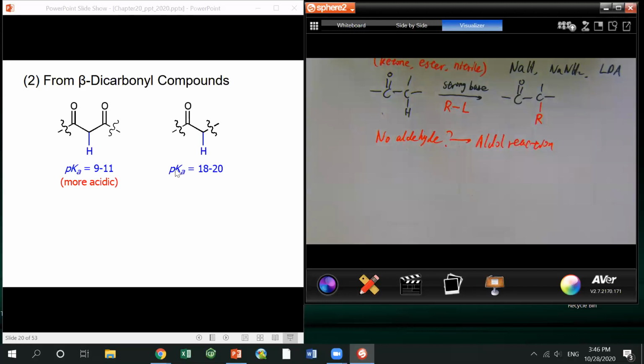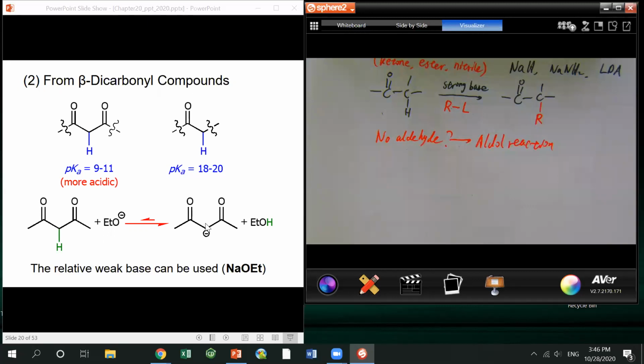So the beta dicarbonyl compound has two carbonyl groups, with the alpha carbon surrounded by two carbonyl groups. Because of the inductive effect and also the resonance effect, this makes the central alpha hydrogen more acidic, with a pKa of 9 to 11, much lower than a regular ester, ketone, or nitrile compound. So in this case, you don't even need to use strong base. A base like sodium ethoxide is enough to deprotonate the alpha hydrogens, and then you get the enolate, and then go ahead to all kinds of reactions.